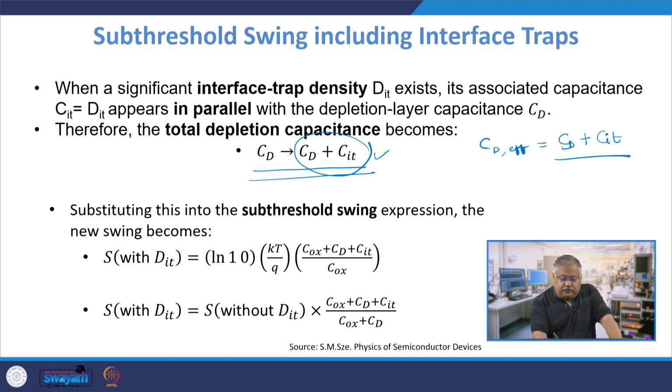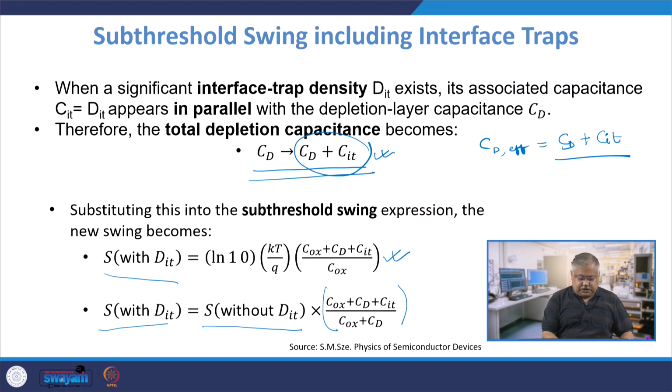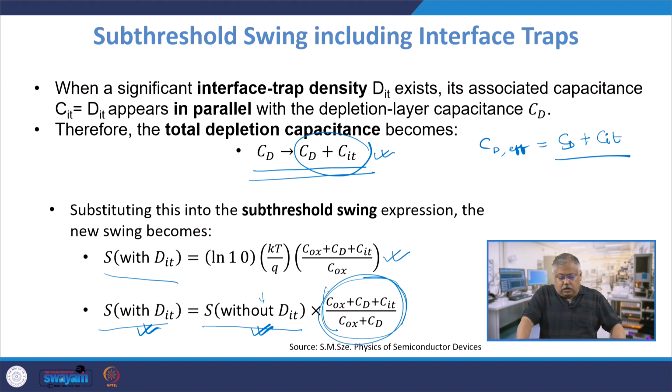So, if you substitute this value into our new S with Dit, I get this, right, and therefore, I can write down S with Dit to be equal to S without Dit multiplied by this quantity. Now, you can find out yourself and get the value. The first term here is S with Dit, and this is S without Dit, which you found out, and this is your correction factor which comes into the picture, which is (Cox plus Cd). Now, if you see here carefully, the subthreshold swing actually degrades with Cit, and it is expected also.